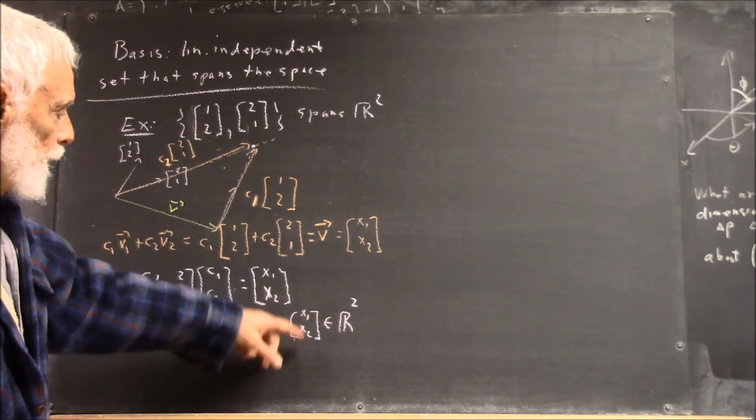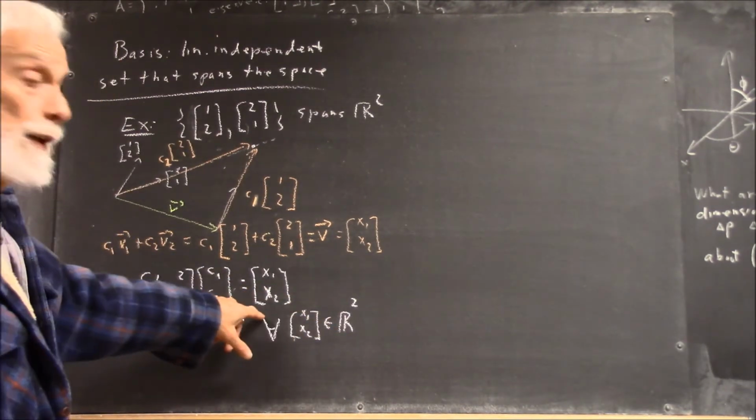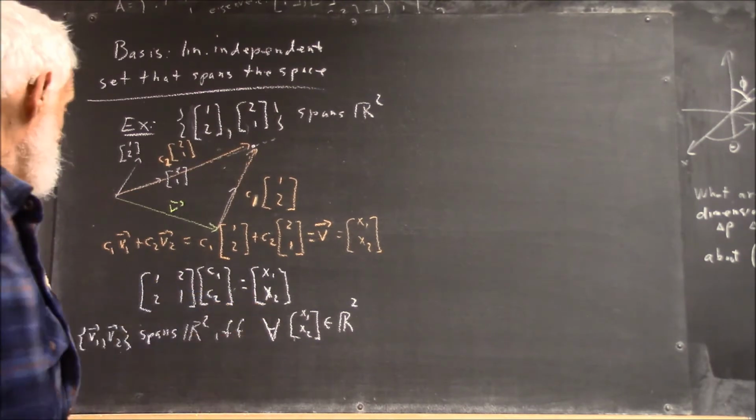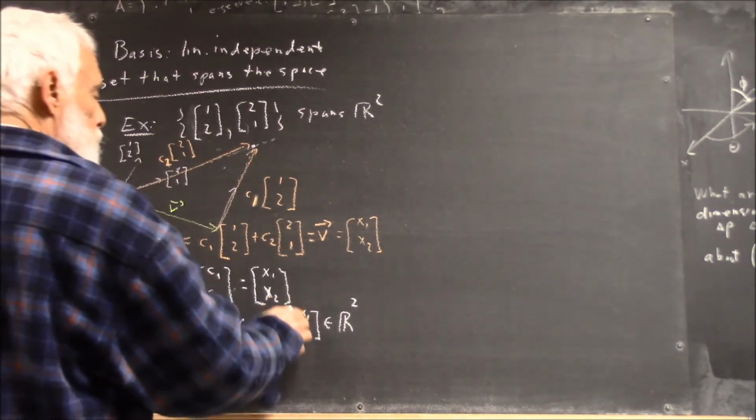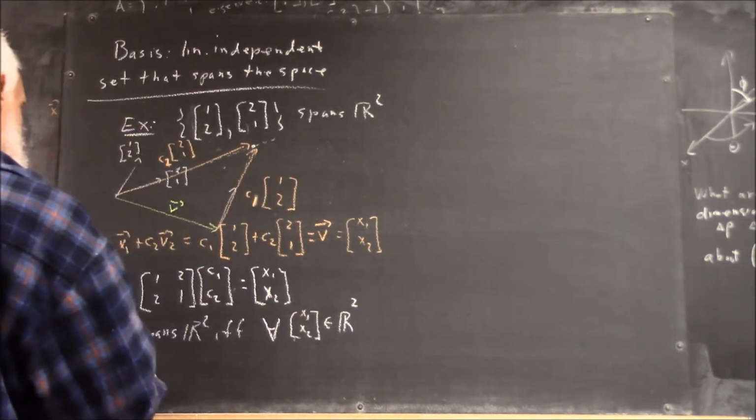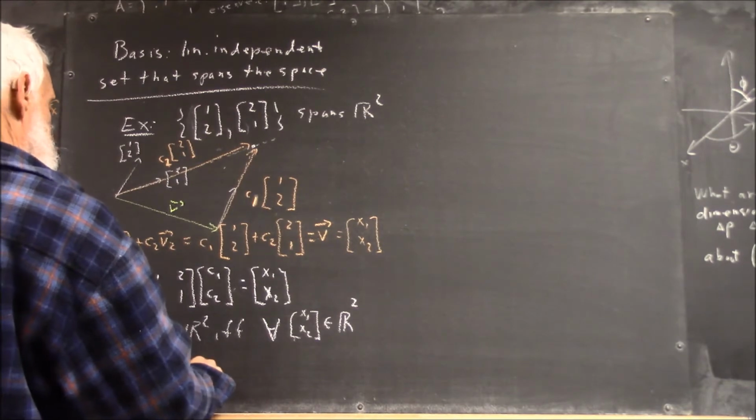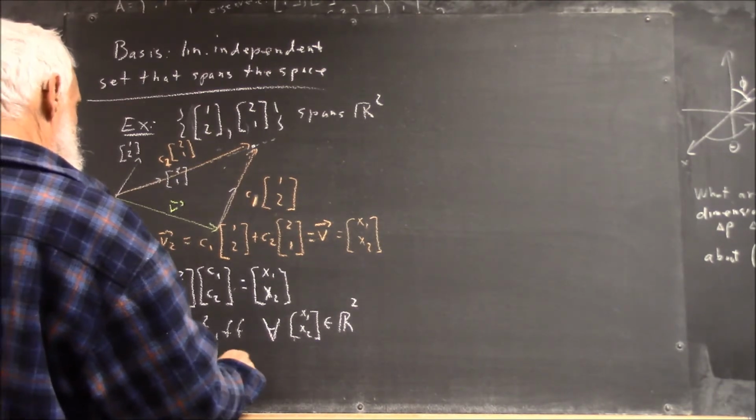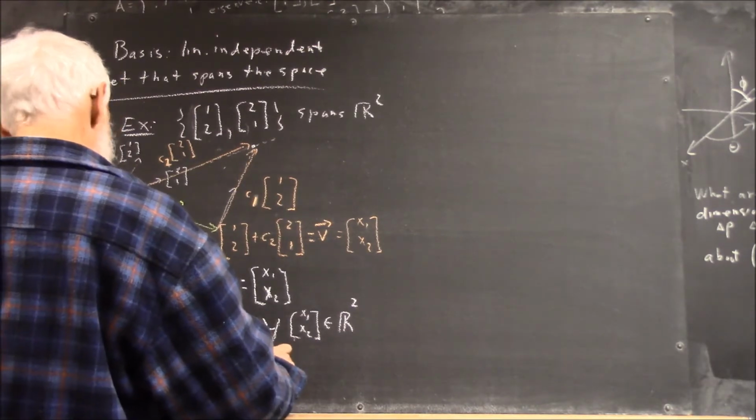Any vector (x1, x2) in R2, this equation has a solution. I'll say there exists, for any (x1, x2) in R2, there exists C1 and C2 such that C1 V1 plus C2 V2 equals (x1, x2).